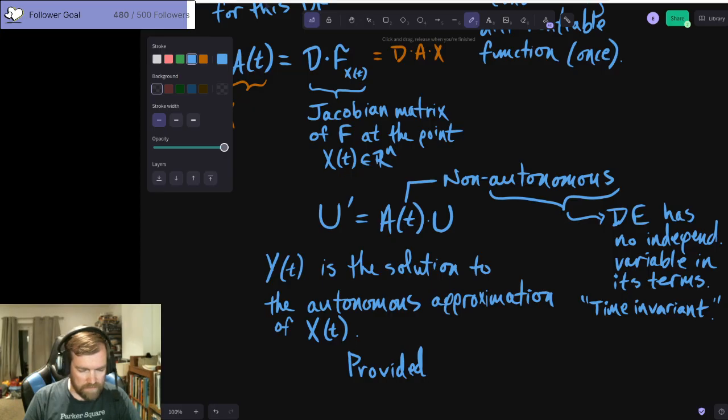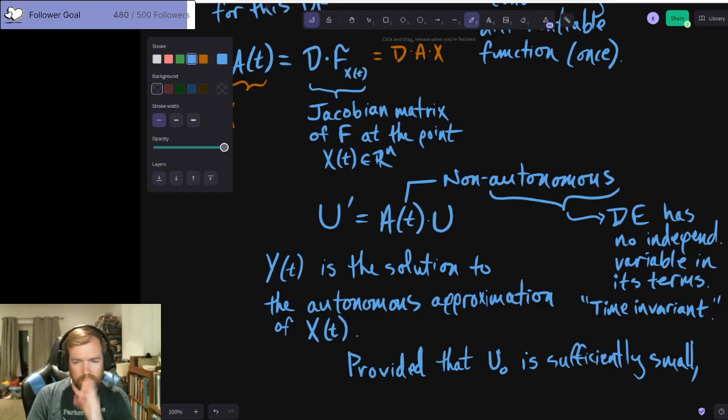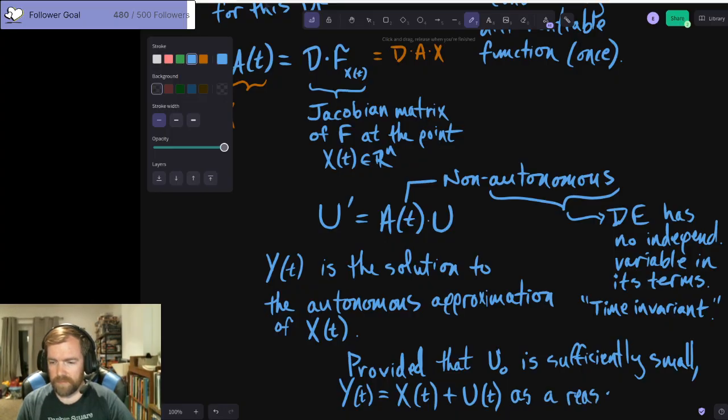So provided that u of 0 is sufficiently small, then we're going to have y of t equaling x of t plus u of t, as a reasonable approximation.